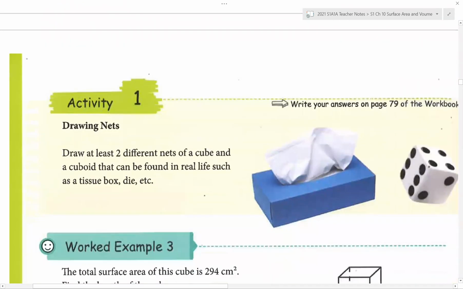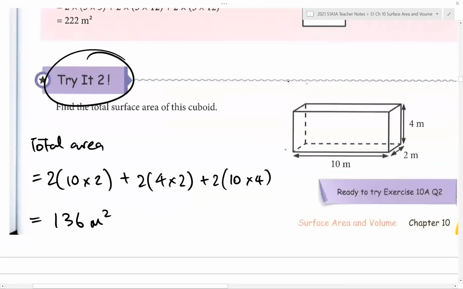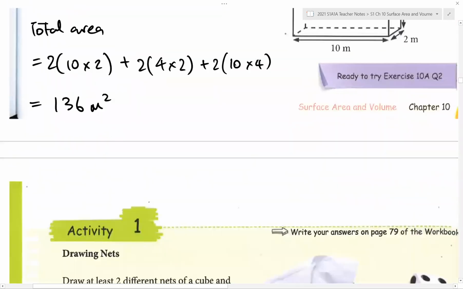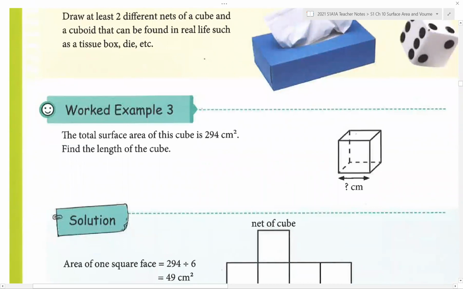Let's move on. Wait, am I too fast? Is this too fast? Am I finished already? Too slow. Okay, now next one. Different type of question this time. The total surface area of the cube is 294. What is the area for one side?